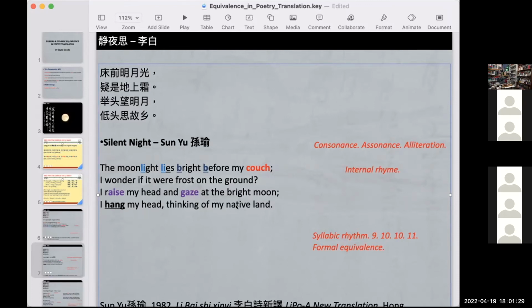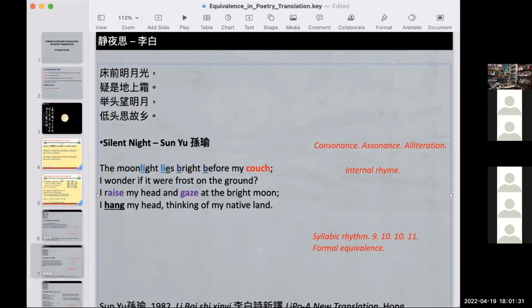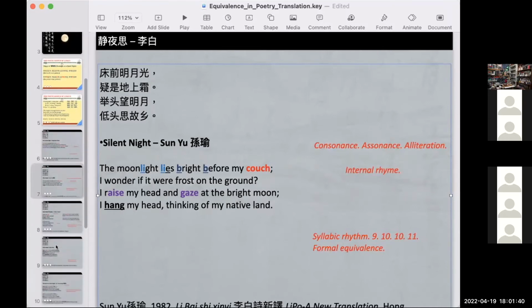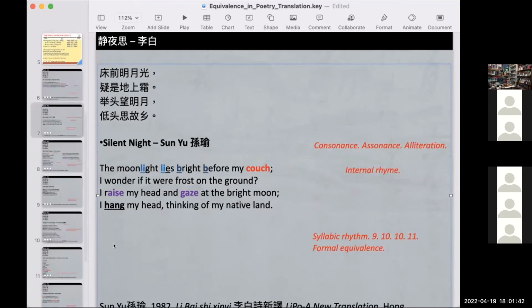Thinking of my native land. Couch, ground, moon, land. There is no end rhyme, but he did his best to include some musicality within the lines. Not bad, not bad. So I would say this is a syllabic rhythm. He used syllabic rhythm.